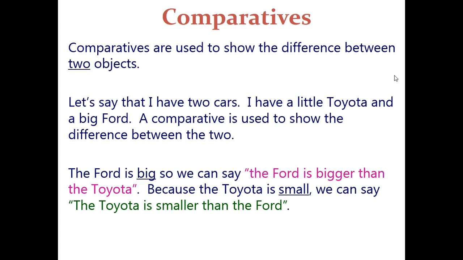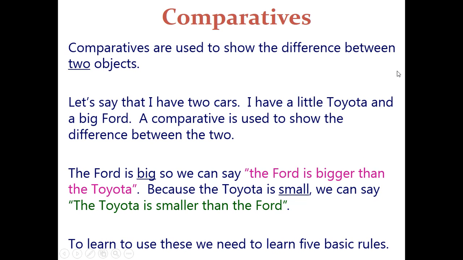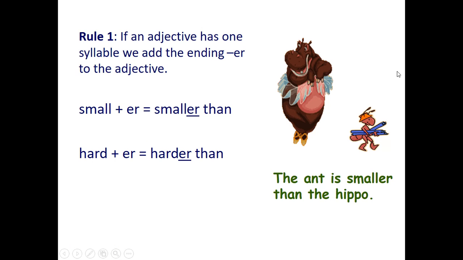Because the Toyota would be small, we would say that the Toyota is smaller than the Ford. Again, in both of those examples, I'm just comparing two items only. One of them is bigger and one of them is smaller. Now, it would be nice if that was just what the rule was, but it just so happens that there's quite a few rules for comparative forms. Okay, we're going to go through those right now.